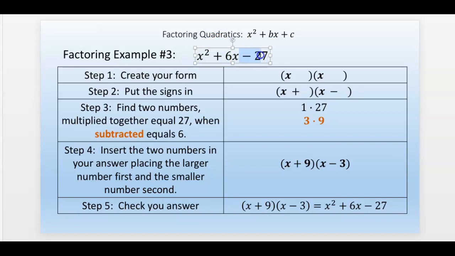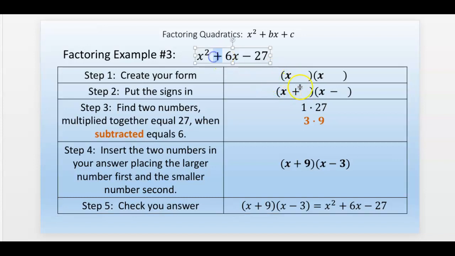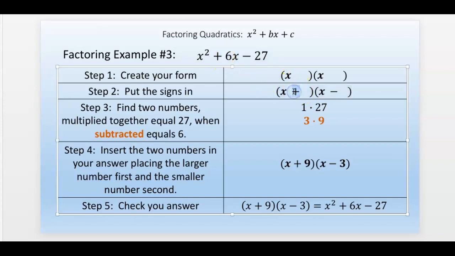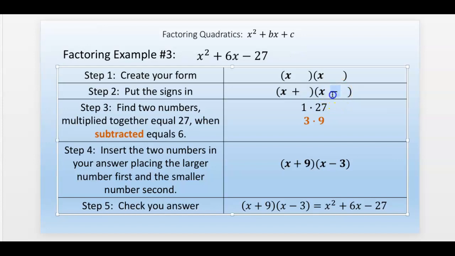Because it says minus 27, that means the signs are different. The signs are going to be different. What I do is I take that plus in front of the 6, I just put it in the first one every time. Every time I just put that plus sign in the first one every single time. That's what I do. And that minus tells us they're different, so this must be a minus sign.